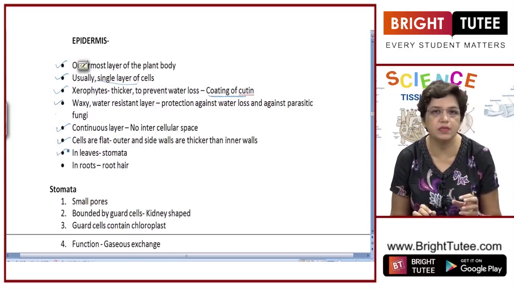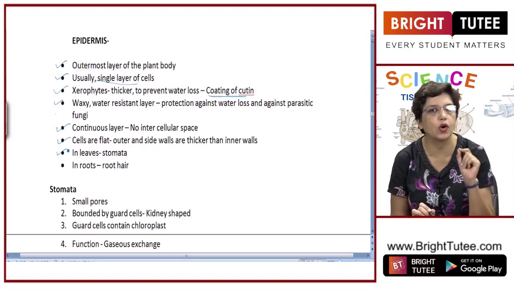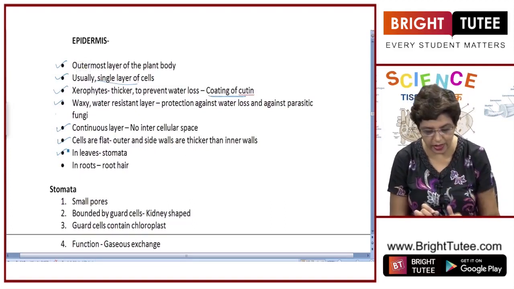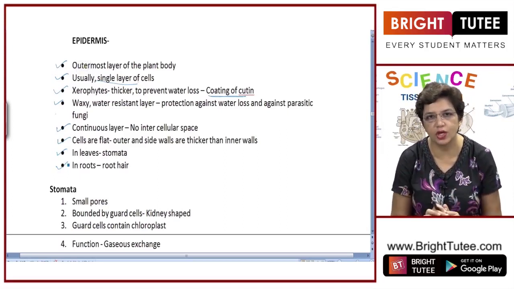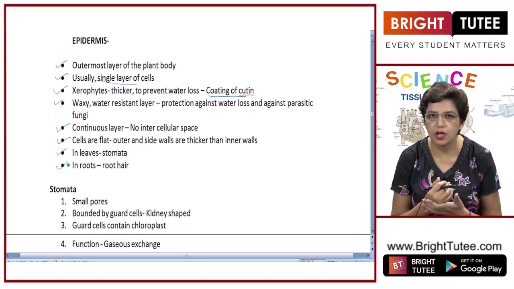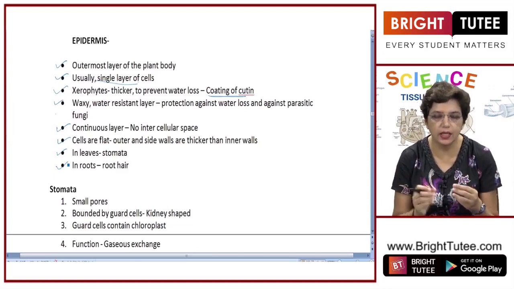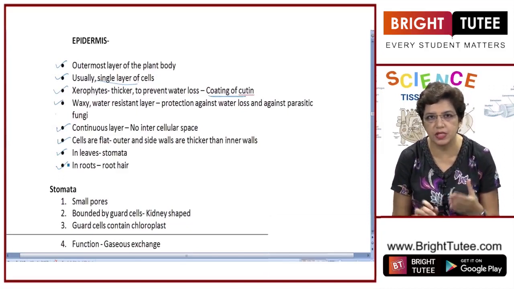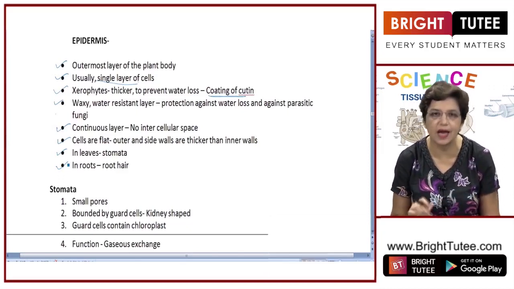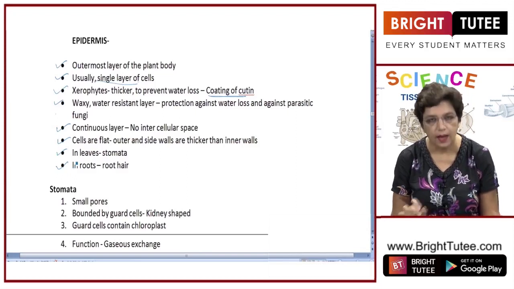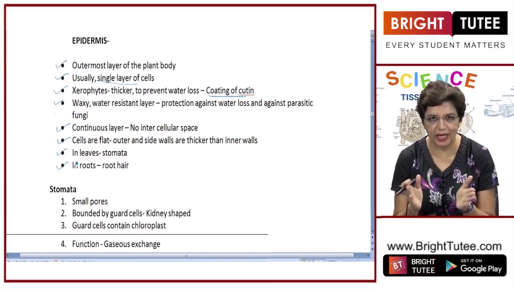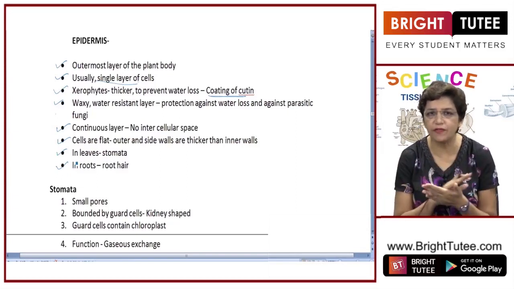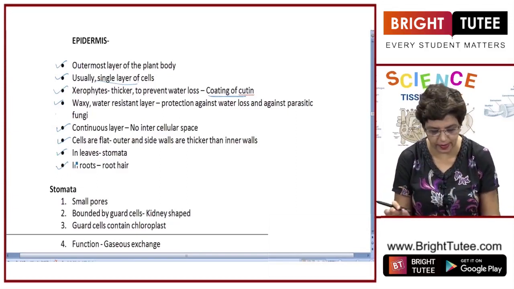In leaves, the epidermis contains tiny pores which are called stomata. They are on the underside. And in roots, they have special tiny outgrowths, which are called root hair. They help in absorption of water. So there are certain special characteristics in the epidermis depending upon where it is present and what function it has to perform. But overall, the characteristics are similar: it is a protective layer, the cells are flat, and there are no intercellular spaces.